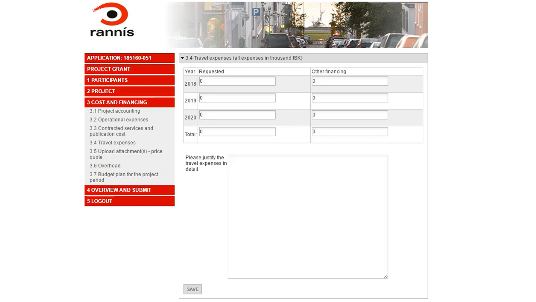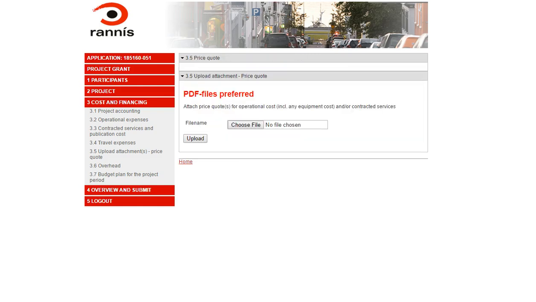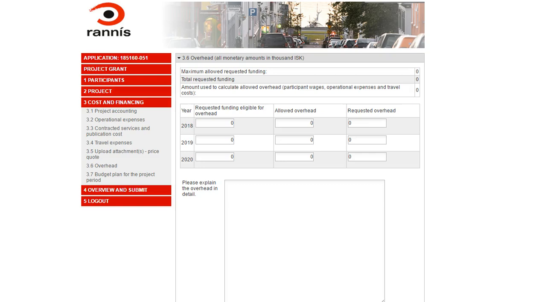In Section 3.4, you enter the travel costs associated with the project. In Section 3.5, you upload all relevant price quotes. In Section 3.6, you can apply for overhead costs for the project. The overhead can be up to 25% of the project cost.